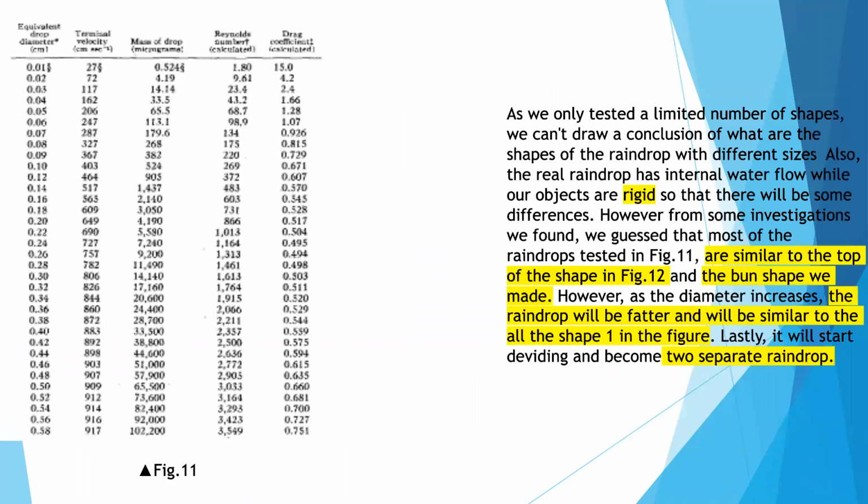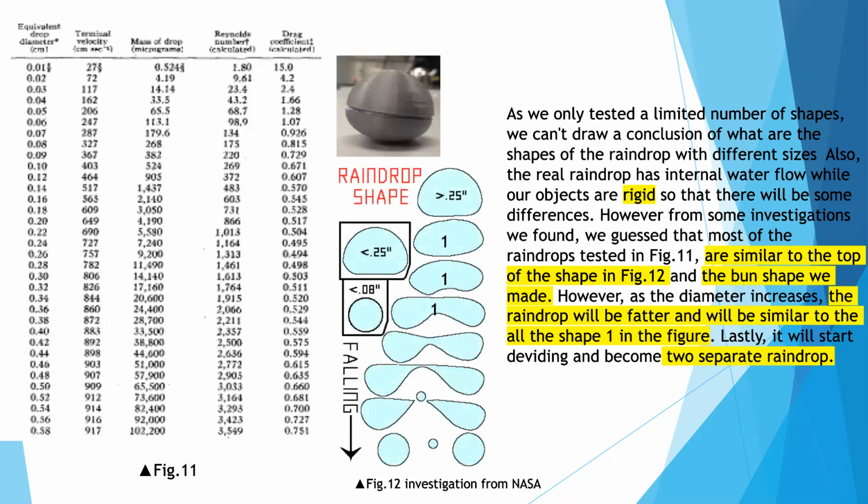If we only test a limited number of shapes, we can't draw a conclusion about the shapes of raindrops of different sizes. Also, the real raindrop has internal water flow while our object is rigid, so there will be some differences. However, from some investigation we found, we guessed that most of the raindrops tested in figure 11 are similar to the top of the shape in figure 12 and the bun shape we made.